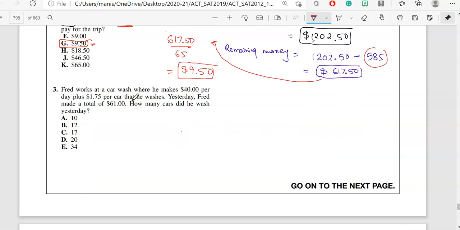Question number 3. Fred works at a car wash where he makes $40 per day.